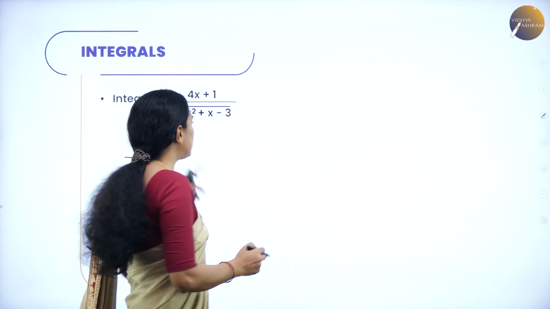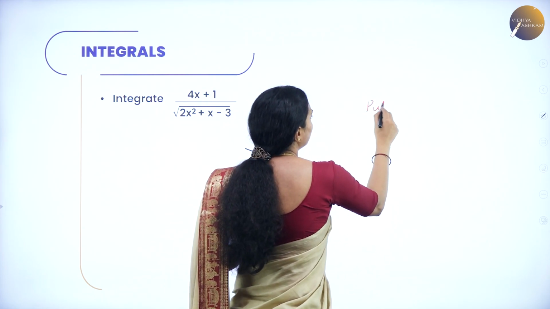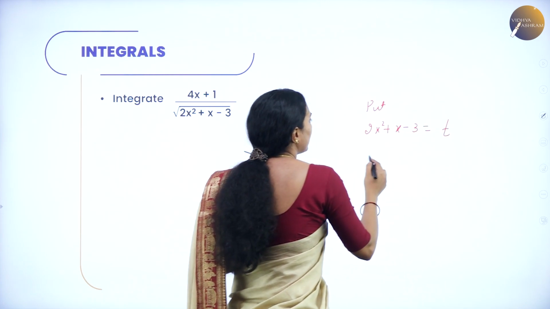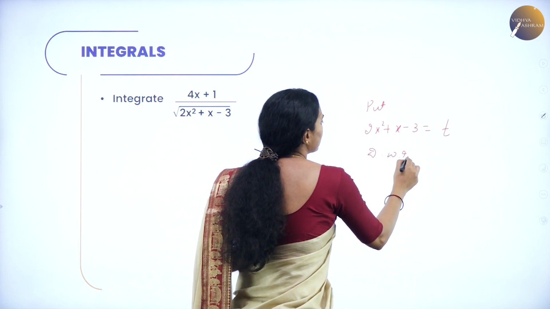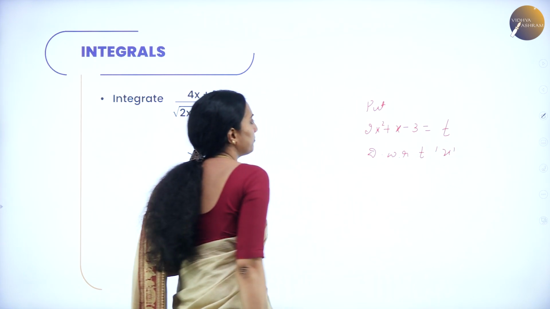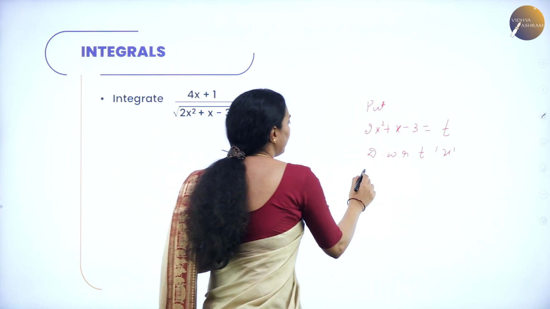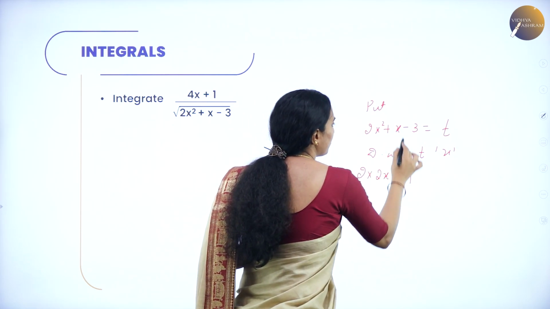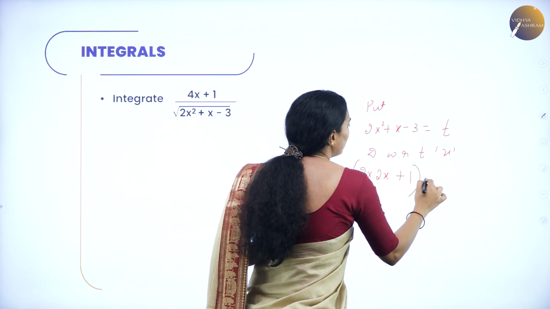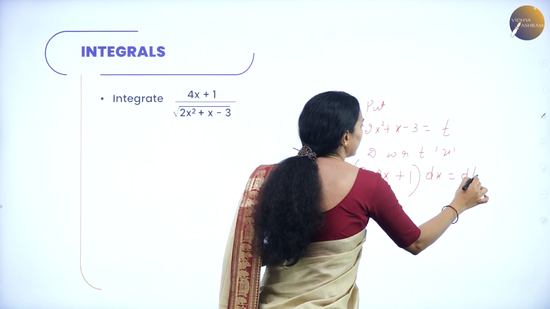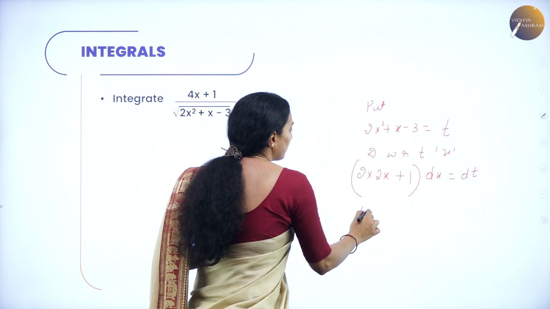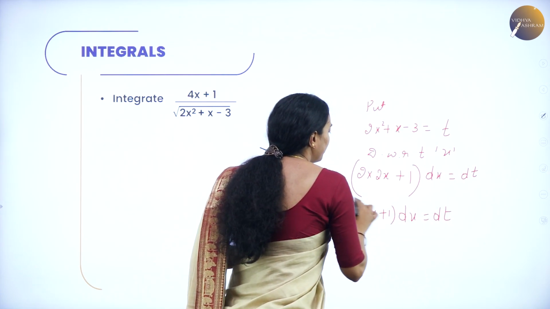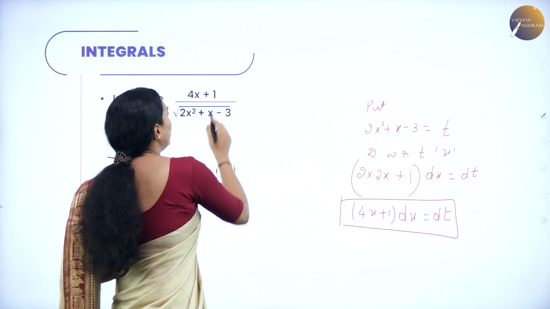So therefore, substituting, put 2x squared plus x minus 3 equal to t. Now differentiate this with respect to x. If you differentiate this with respect to x, you are getting differentiation of 2 into x squared, differentiation is 2x, plus differentiation of x is 1, differentiation of 3 is 0, into dx is equal to dt. Now here 2 into 2x is nothing but 4x plus 1 into dx is equal to dt. Now you can substitute 4x plus 1 into dx as dt.